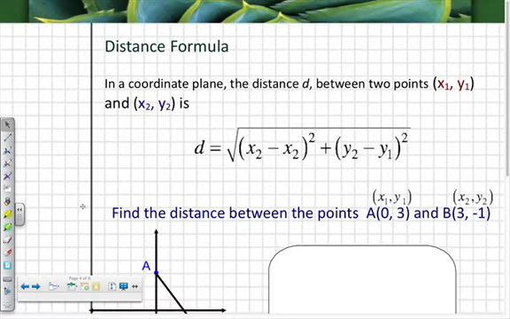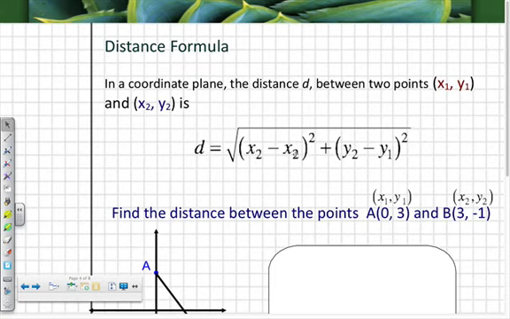All right, let's talk about the distance formula. This is how we're going to find the length of a segment in the coordinate plane. So in a coordinate plane, the distance, which we usually call D, between the two points x1, y1 and x sub 2, y sub 2, is given by this formula. That's really kind of big, but make sure you get all the parts right. So it's the square root of all of this stuff.